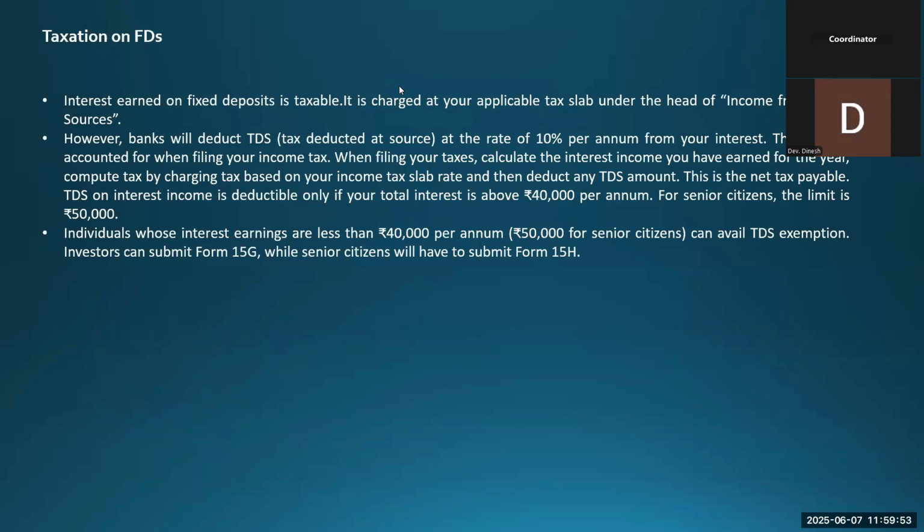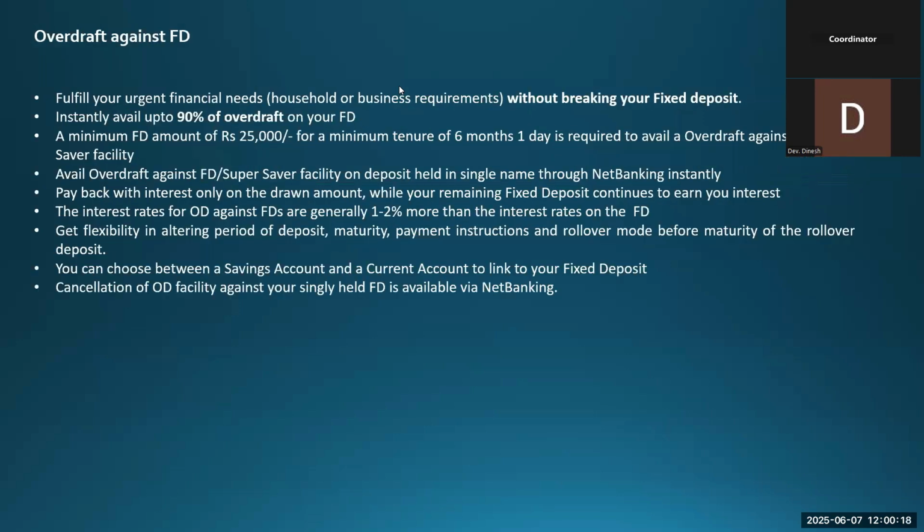The TDS amount for customers is deductible if the total interest is above 40,000 rupees per annum. For senior citizens, this limit is 50,000 rupees per annum. Individuals whose earnings are less than 40,000 per annum can avail of TDS exemption by giving Form 15G, while senior citizens will have to give Form 15H.